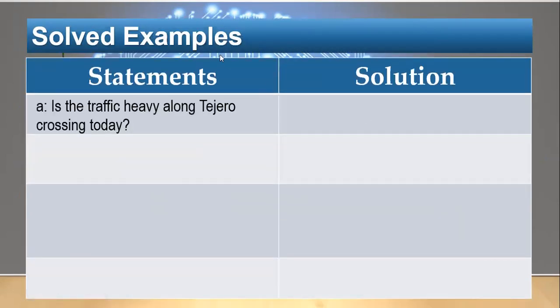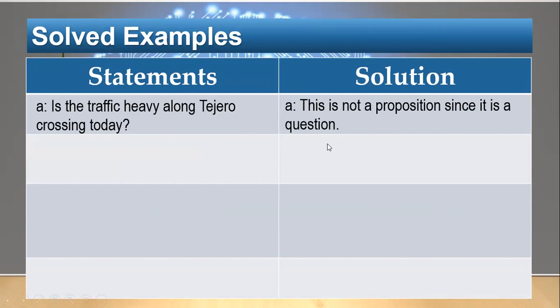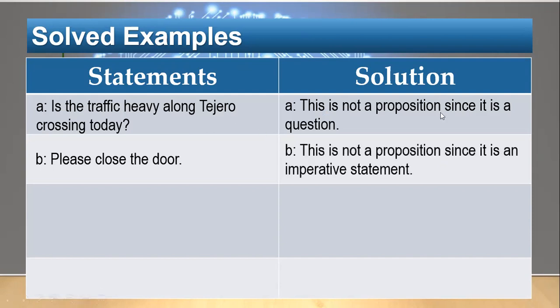Now, we have another solved example. So proposition A: is the traffic heavy along Tejero crossing today? The solution is, this is not a proposition since it is an example of a question or an interrogative sentence. Next, please close the door. So this sentence gives us an instruction. So this is also not a proposition because it is an imperative statement.